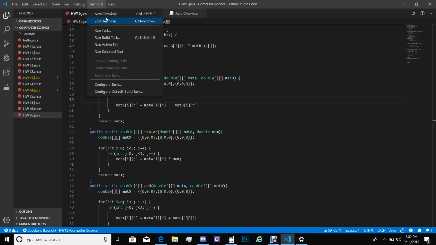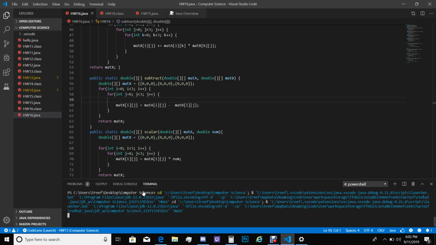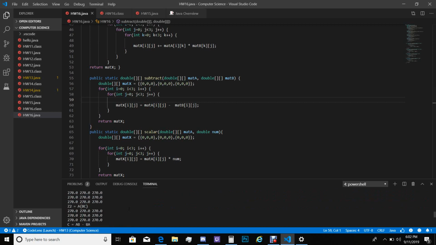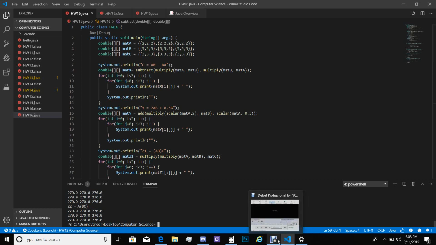So let's try running it now. Okay, so as you can see, it ran the first code, ab minus ba first, and then it ran the second equation I printed out. Then it ran the third one and the fourth one. And yep, that's it.